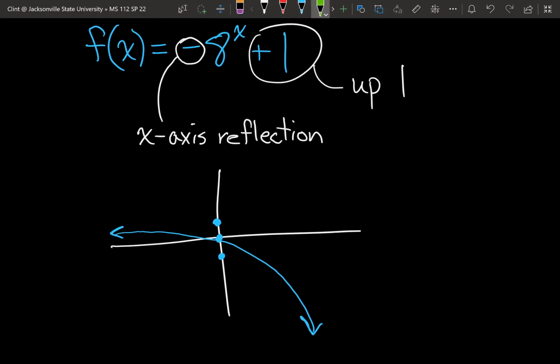Anytime we do one of these vertical translations, that moves our horizontal asymptote. Normally on an exponential, the horizontal asymptote's at y equals 0. But since we went up 1, our horizontal asymptote would be at y equals 1. If we had a minus 2 out here, then our horizontal asymptote would be at y equals negative 2, so 2 units down. When we do a vertical shift, it moves the horizontal asymptote as well.